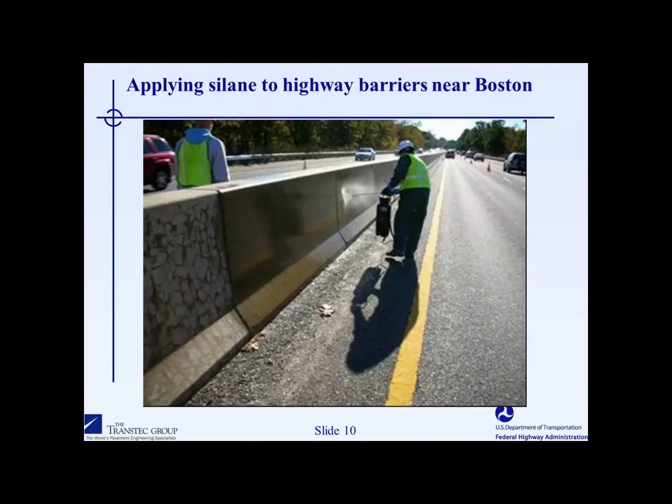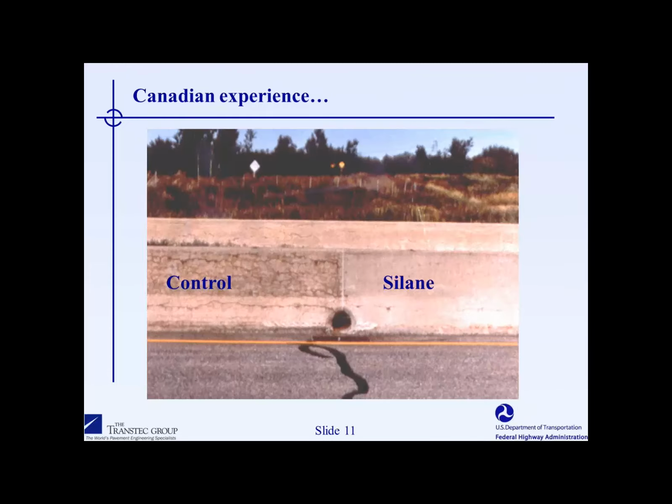There's been quite a bit of work done in North America on the application of silanes. Here's an example from our federal highway project where we treated several miles worth of highway barriers just outside of Boston with silanes. We also used other products such as lithium, which will be described later. Silane can be topically applied as shown in this photo, so it's not very difficult in terms of resources. The Canadian experience has been very positive.